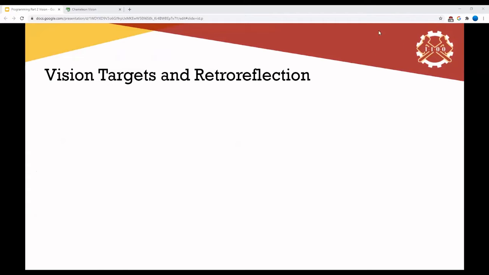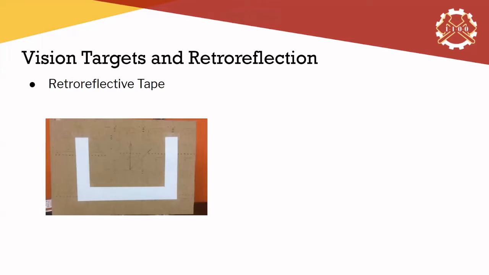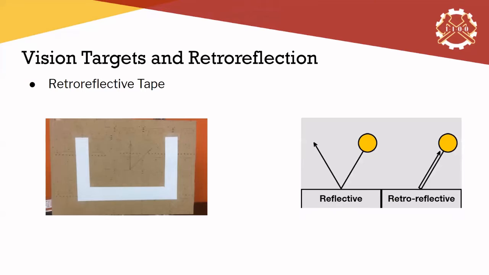In almost every single FRC game, FIRST provides us with some sort of challenge that we need to target. And in order for us to aid in finding these targets, they outline the target in some kind of retroreflective tape that looks a little like this. And retroreflective tape interacts with light waves differently than most reflective surfaces. So instead of reflecting light at the same angle that it hits a surface at, it bounces directly back to the origin from which it came.